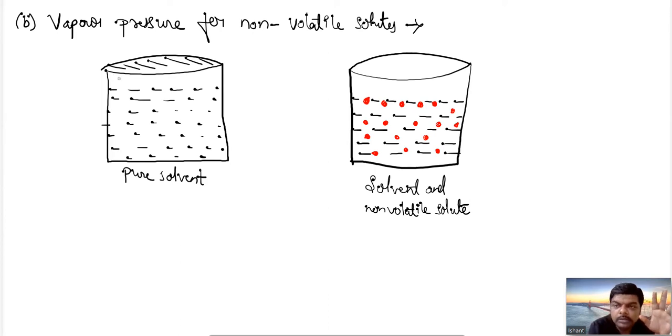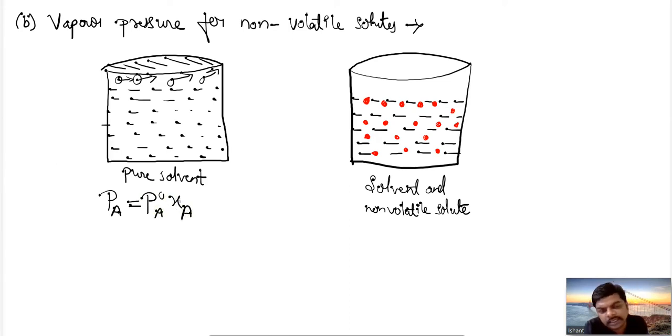In the condition of pure solvent, the vapor pressure formed will be purely of A. Due to the absence of any non-volatile component, the vapor pressure here will be equal to the vapor pressure of the pure solvent times the mole fraction, xA.